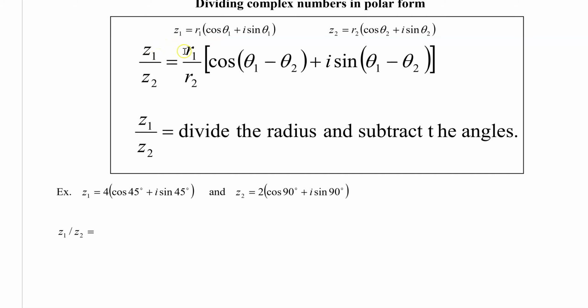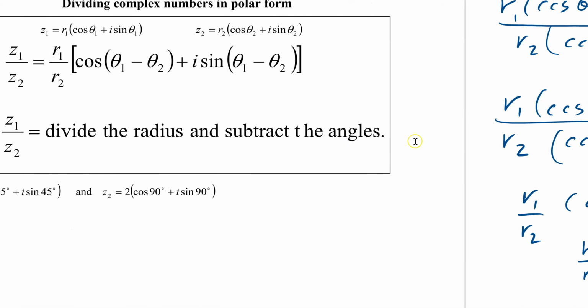So Z1 is on top, so R1 is going to go first and theta 1 will go first, and Z2 is going second. But you're dividing the radiuses and subtracting the angles. And here is the reason why.